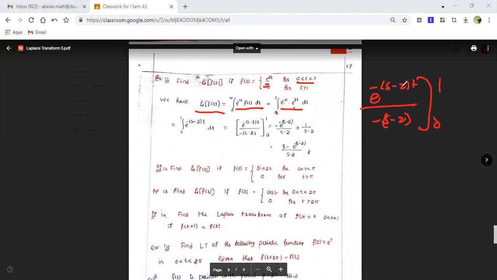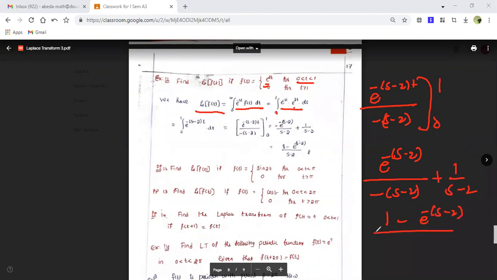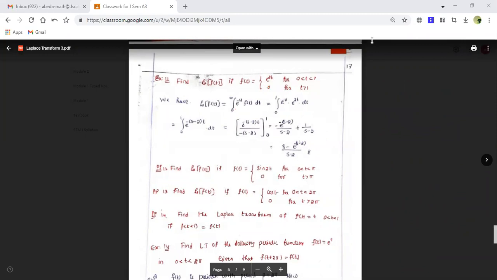If I apply 1, this will become e to the power minus of s minus 2 upon s minus 2. Then if I apply 0, this will become plus 1 upon s minus 2. Since s minus 2 is common on both sides, you can take this as 1 minus e to the power minus of s minus 2, divided by s minus 2. So this is the answer. If these questions appear, they may ask for 2 to 3 marks. This is how you are supposed to solve the examples on the periodic function.